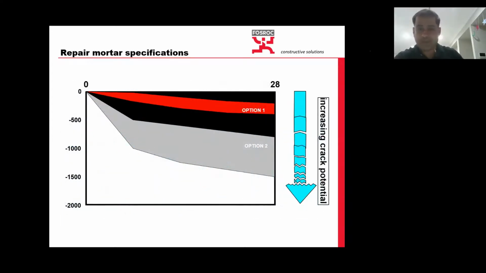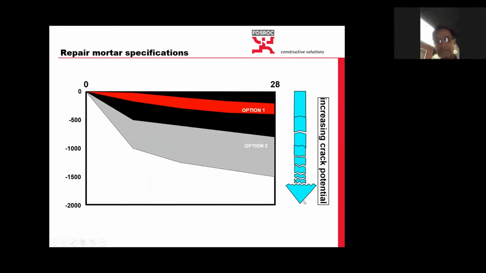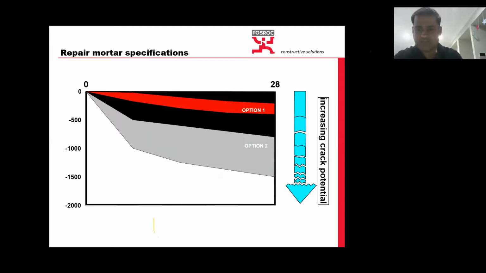You see, the more drying shrinkage you have, this, the left side, is the drying shrinkage. It has increasing crack potential as you have more and more drying shrinkage. We can talk about drying shrinkage some other time. The calculation is very simple. The change in length divided by the original length multiplied by 10⁻⁶ will give you microstrain drying shrinkage.